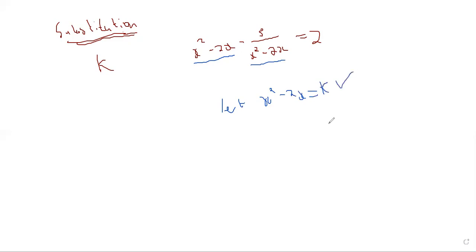You're telling the examiner what you're doing, right? So it means that wherever I see x squared minus 2x, I can put k. So it becomes k minus 3 over k, and this is equal to 2. This is much simpler and cleaner than that. So we can solve this one. How do we solve this one? Easy.